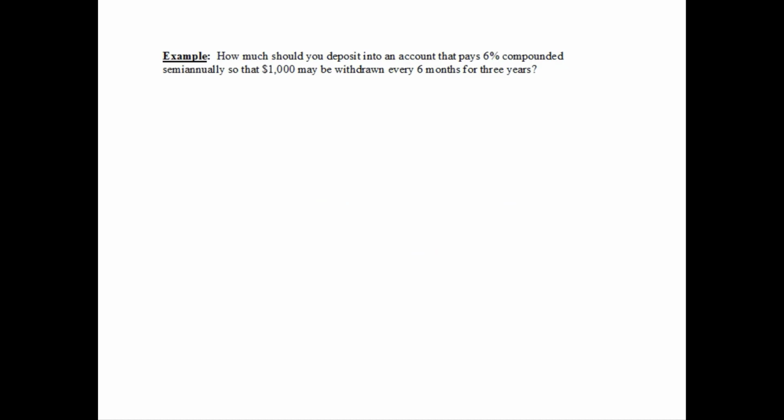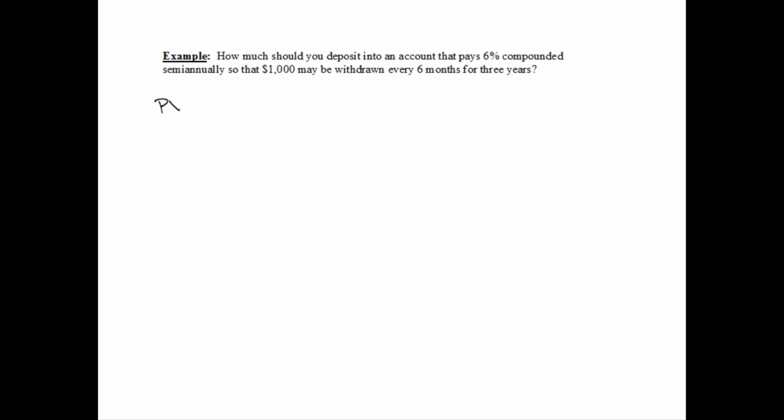How much should we deposit into an account that pays 6% compounded semi-annually so that $1,000 may be withdrawn every 6 months for 3 years? You might do something similar to this if you are trying to deposit a large lump sum, but you want to be able to allow a child or perhaps an aging parent to make periodic withdrawals for a certain amount of years. This would tell you how much you should deposit at the beginning.